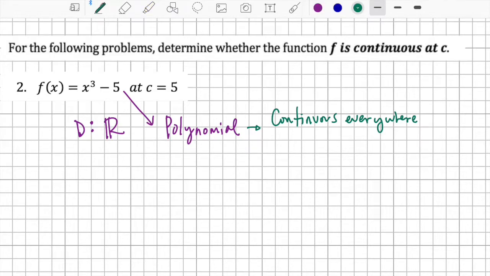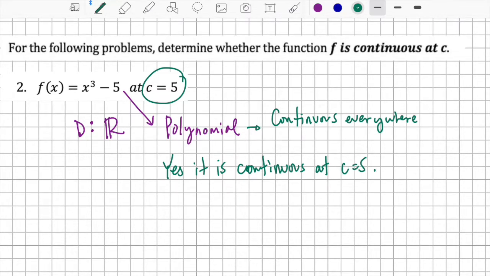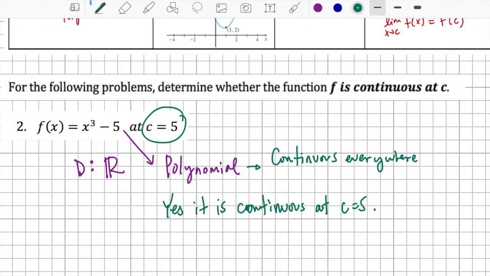when I look at this function, f of x, x cubed minus 5, and it's being asked if it is continuous at c equals 5, we say yes. Yes, it is continuous at c equals 5. And the reason is because it is a polynomial. And that is why it is continuous everywhere. And it has no points of... Okay, so it got cut off. I said that it has no points of discontinuity. Okay.